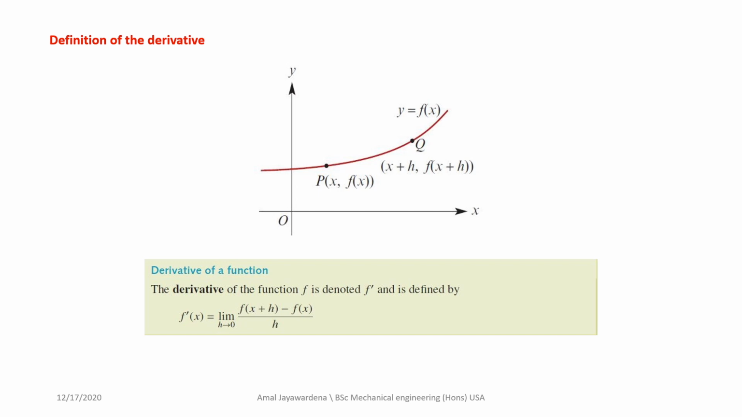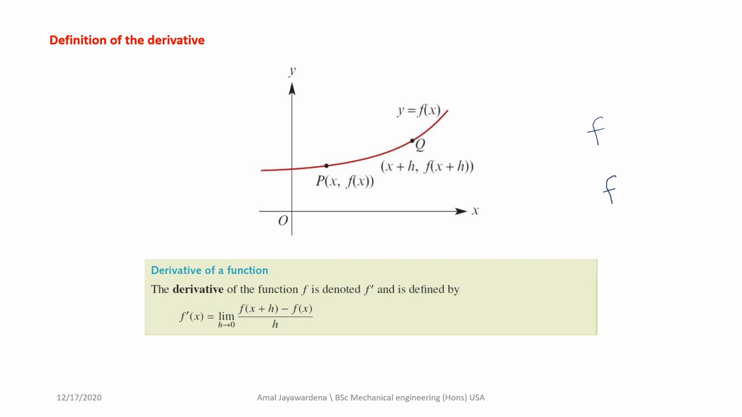Okay, so the definition of a derivative. We have another function here, a different function. So y is equal to f(x), and the derivative of the function f is denoted f dash. This is very important. f is the function, and the derivative of a function is always denoted like this, with this little dash on top of f representing the derivative.